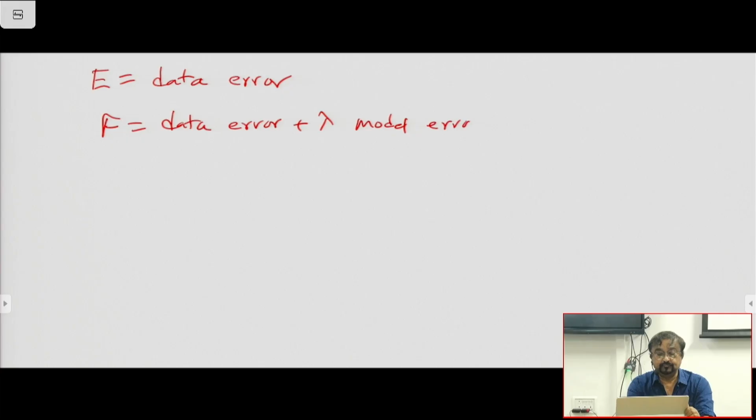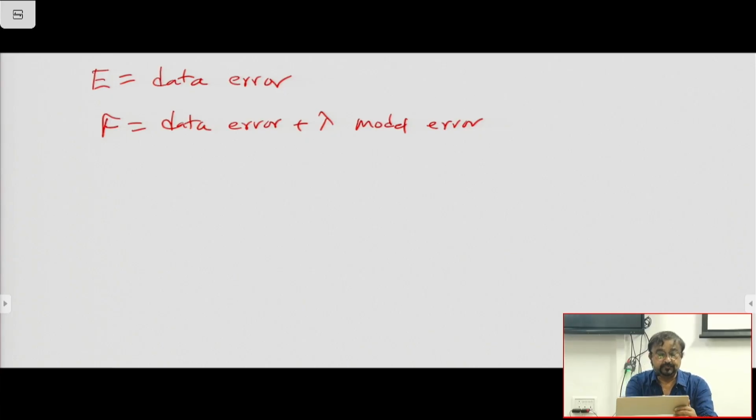What we did is we added, this E was simply your data error, right? Now I can define a function f which has a data error plus some weight lambda times some model error. Somebody was talking about this earlier. Is that gentleman here? Somebody was telling me that if I have a priori knowledge of the model, how do we impose that?